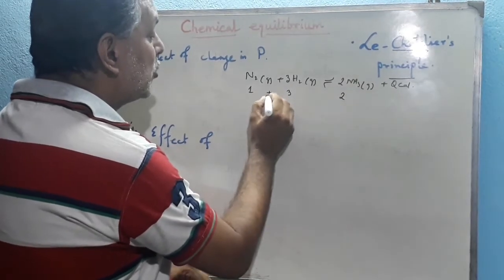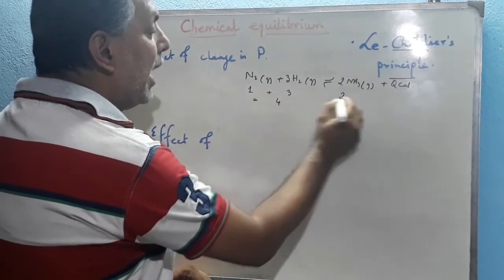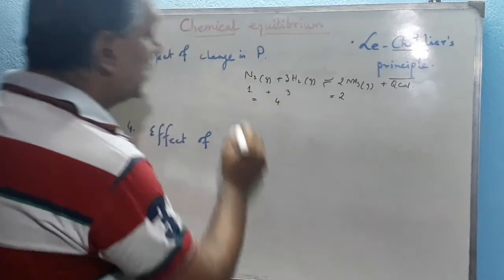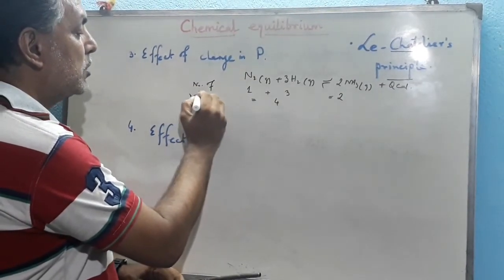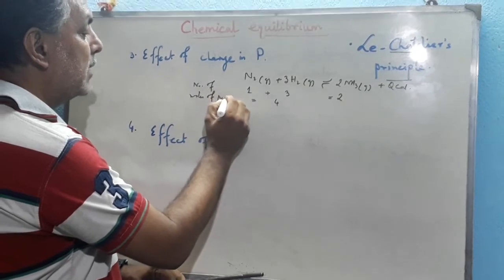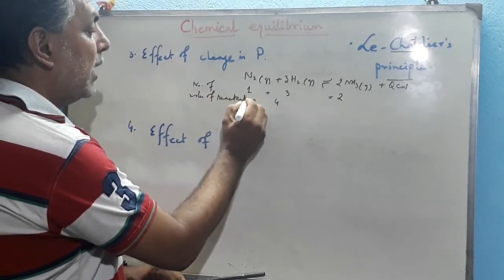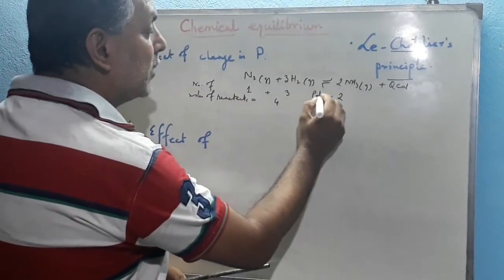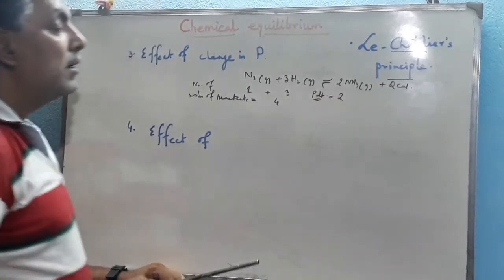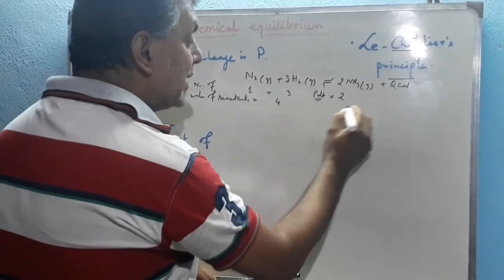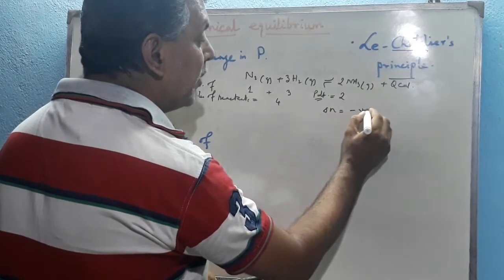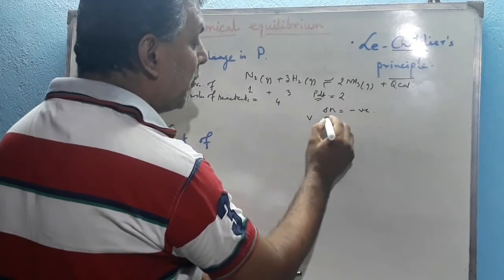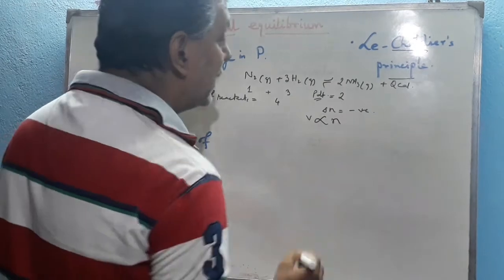Therefore, the total number of moles of the reactant is 4 and that of the product is 2. This is the number of moles of the reactants, and this is the number of moles of the product. Hence, the number of moles decreases. As the number of moles decreases, ΔN is negative. Therefore, we know that V is proportional to N at constant temperature.